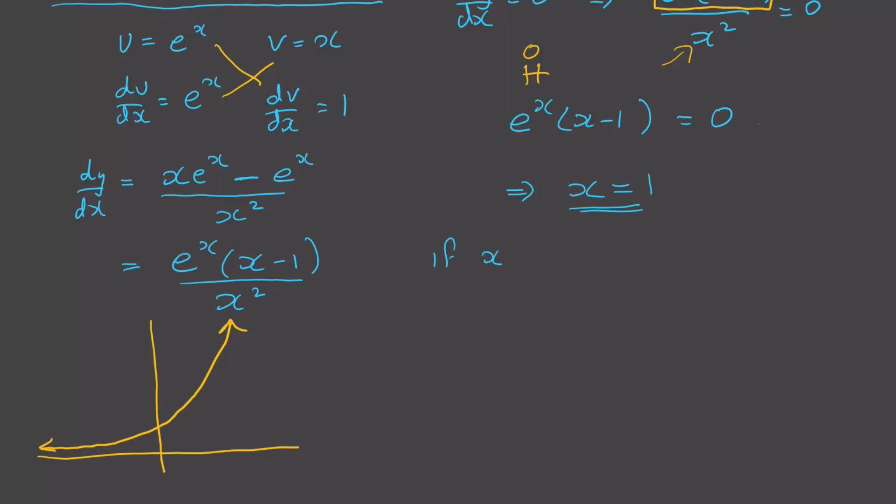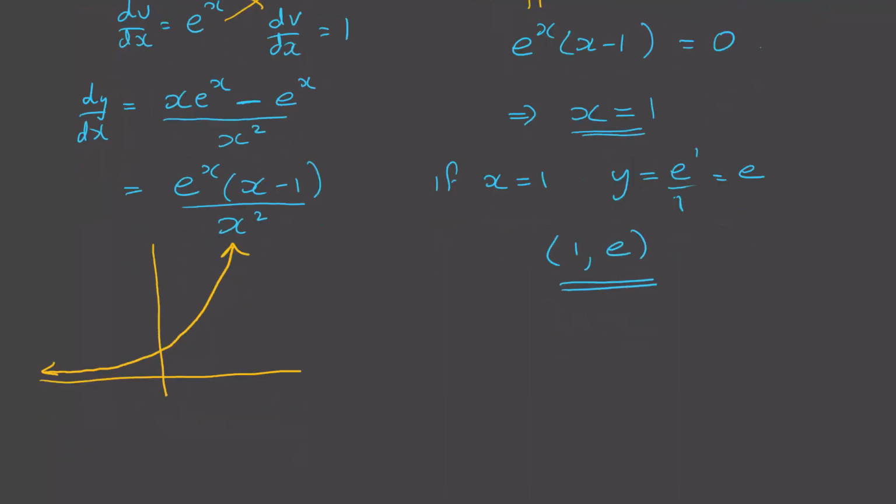So if x is equal to 1, y would be e to the 1 over 1, since x is 1, which is just e. So we know the coordinates are 1, e. But we want to know the nature of the turning point. So we could use a second derivative test, or we could use a sign table. I'm going to go for a sign table here because I don't really want to differentiate this thing again.